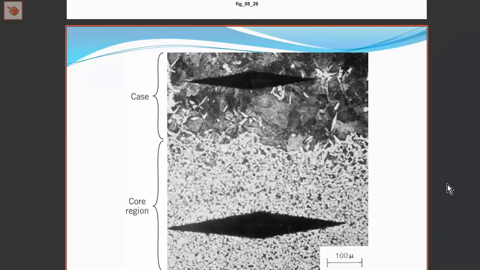Here we see a micrograph study of case hardening. So this could be nitriding or carburizing. The nature of the process both hardens the material, as can be seen by these indentation marks. The indenter makes a larger indent in the softer region than in the harder region.